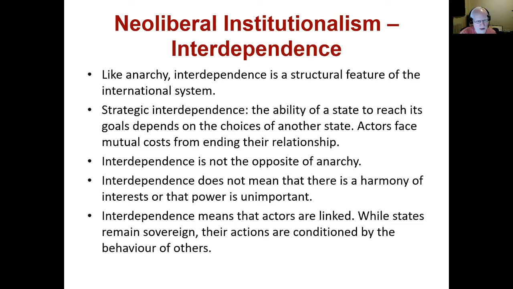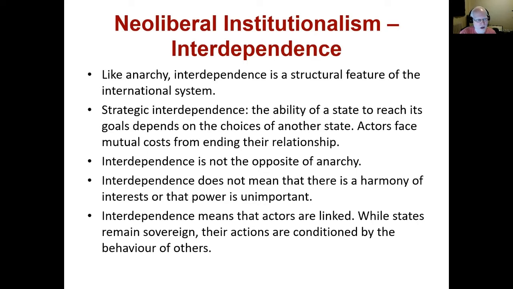Also, power. It doesn't mean power is unimportant. So, for example, in the scenario where Canada wants something and the US doesn't, if Canada's got sufficient power, it can convince or coerce the US into adopting the position that it prefers.